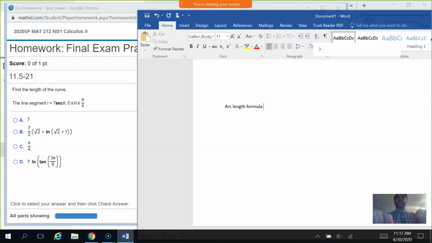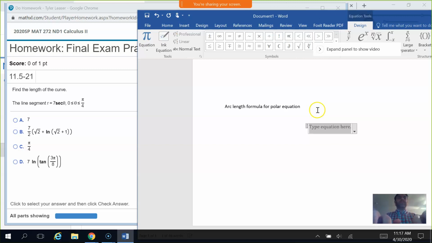And this is going to be the arc length formula for a polar equation. You also have the arc length formula for parametric equations as well. So just make sure you know when to use which one. This one is a polar equation because you have r's and thetas. It would be a parametric equation if you have x equals something and y equals something separately. Okay, so just looking up the formula for the arc length, and I don't have it here in front of me, so let me just find it real quick.